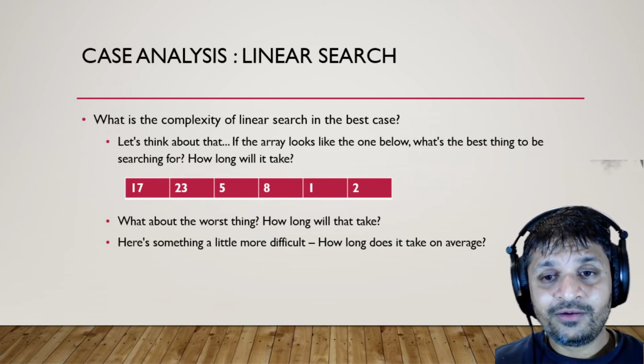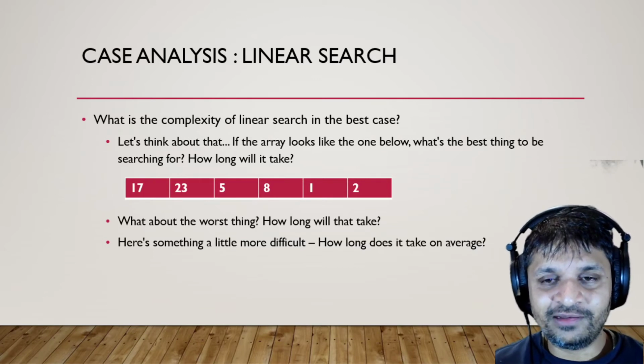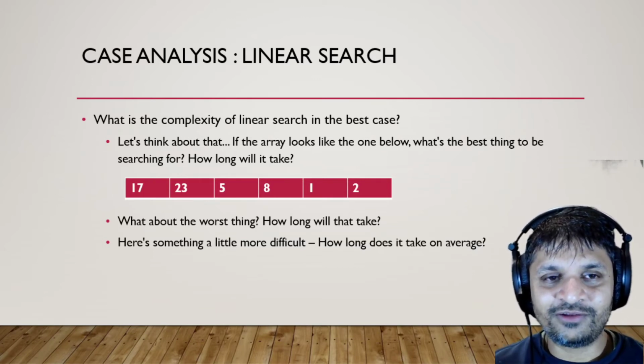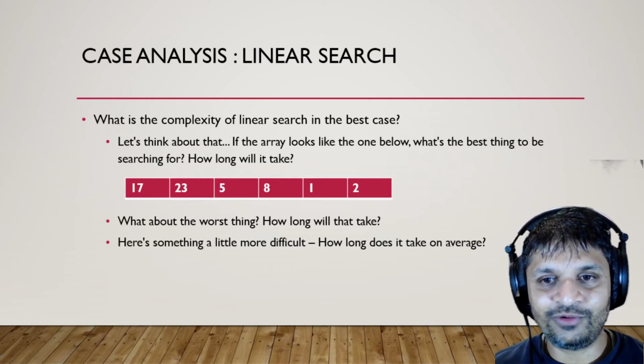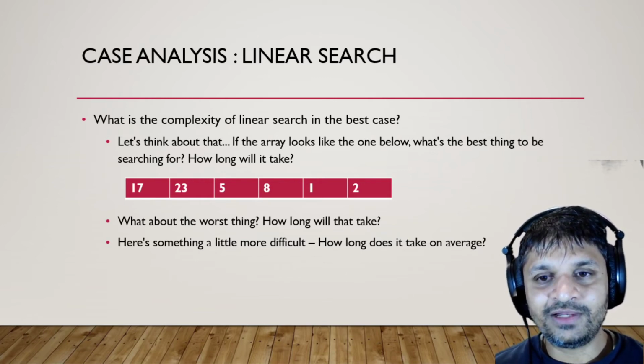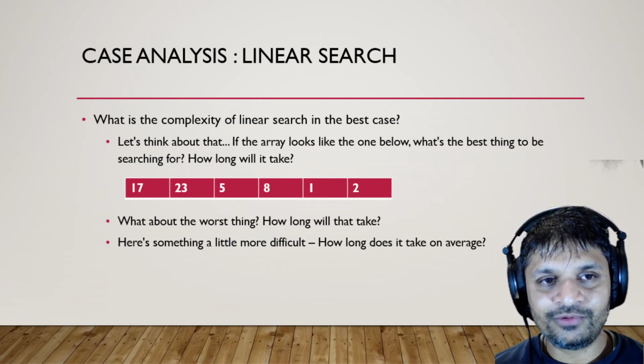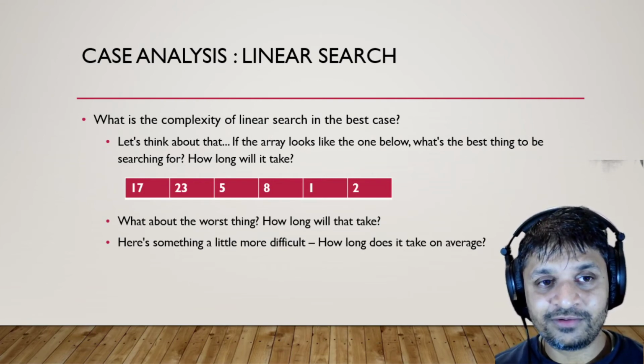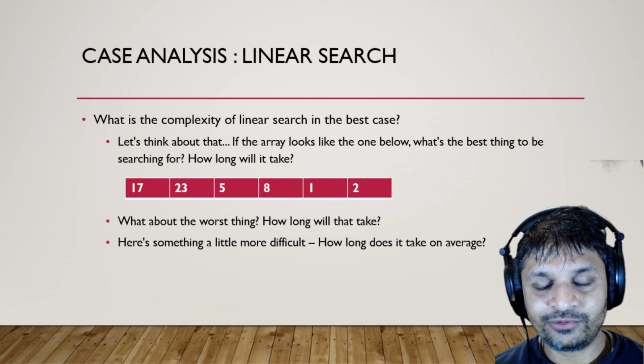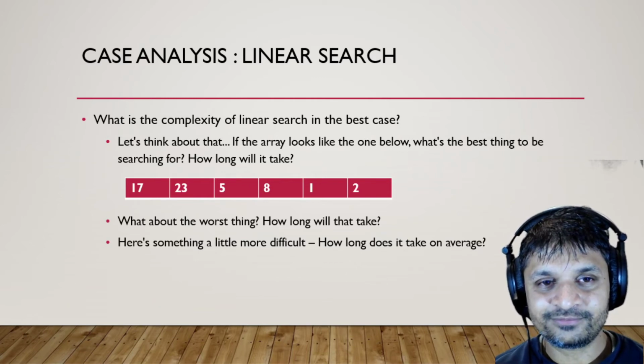Okay. What's the worst thing? Okay, let's constrain the linear search so that it can only search for things that are in the array, right? So I can't look at that array and say I'm searching for 19 because there's no 19. So let's say I have to search for an item that's in the list. What's the worst thing I could be searching for? 2, right?